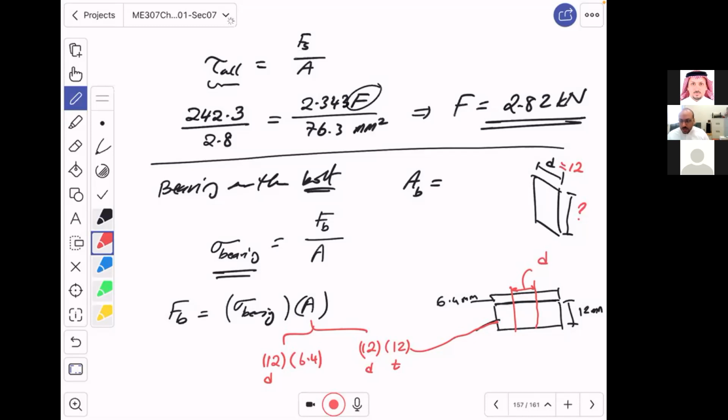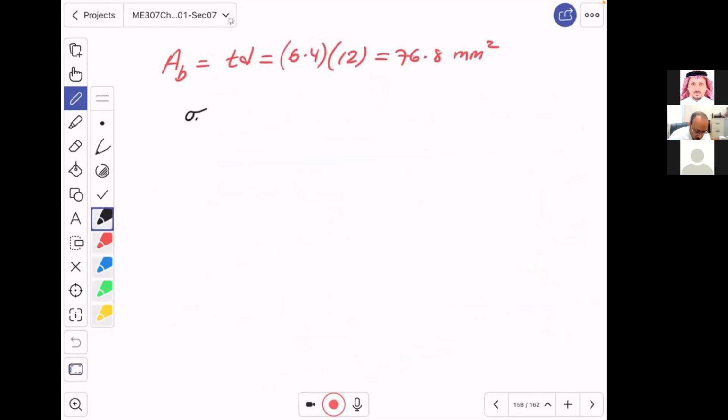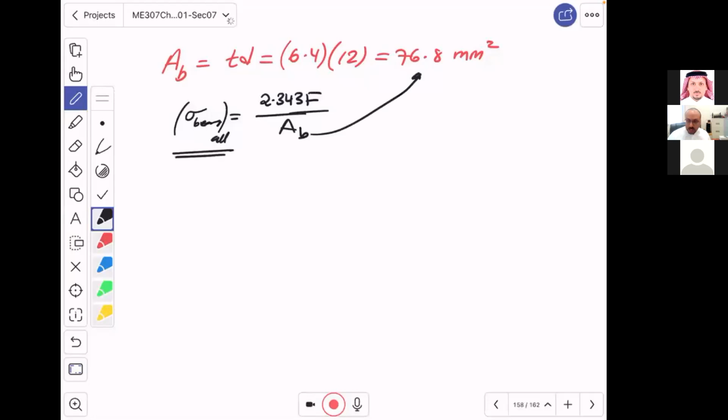Do you understand? So for that reason, what are we gonna do? We will use the area of the bearing as the thickness by the diameter, which is 6.4 multiplied by 12, which is 26.8 millimeter square. Now, what are we gonna do? The bearing stress allowable is going to be equal to, again, 2.343F divided by the area of the bearing, which is this one. The only thing is, what is this?